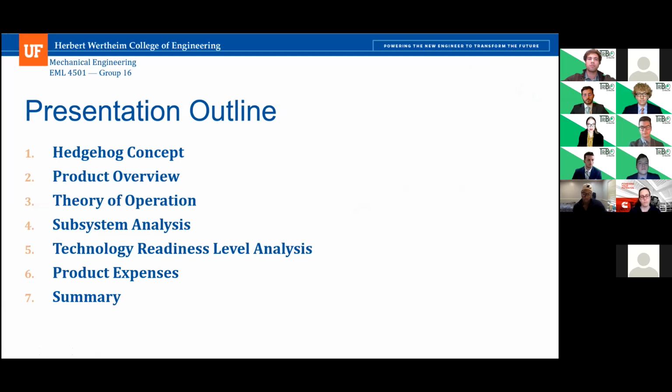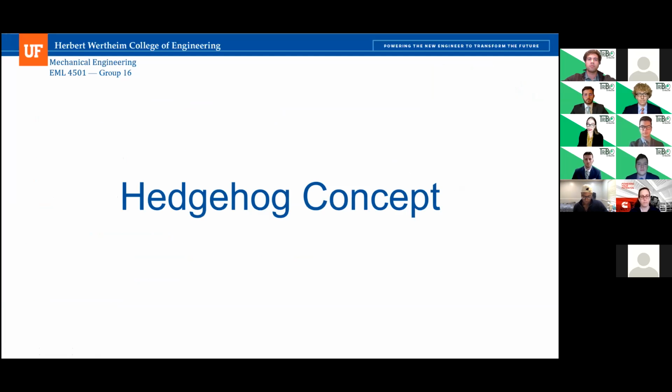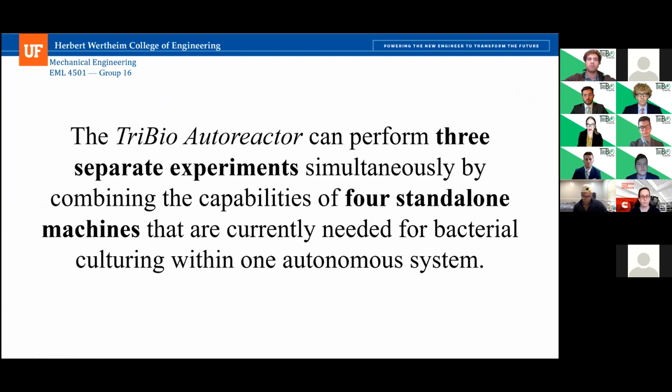Okay, so first we have a quick outline of our presentation. We will be starting with reviewing our Hedgehog concept, following into a product overview and theory of operation. Then we have a subsystem analysis and technology readiness level analysis, finishing up with product expenses, and finally ending with a summary. So for our Hedgehog concept first. As you can see, our Hedgehog concept is the Tribio autoreactor can perform 3 separate experiments simultaneously by combining the capabilities of 4 standalone machines that are currently needed for bacterial culturing within one autonomous system.